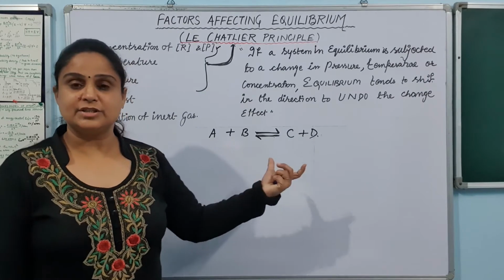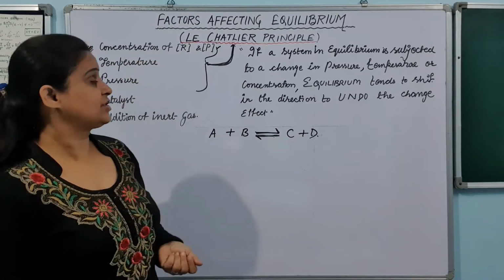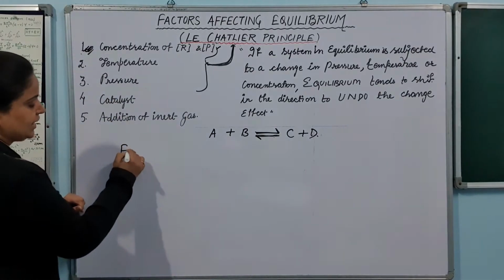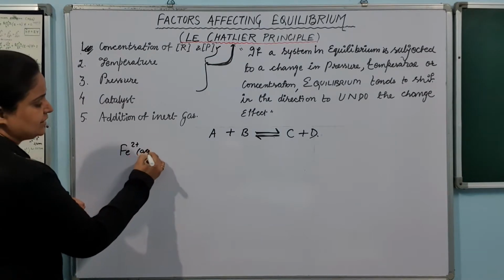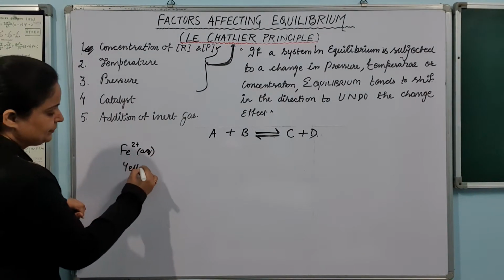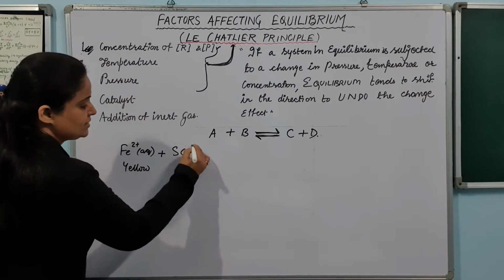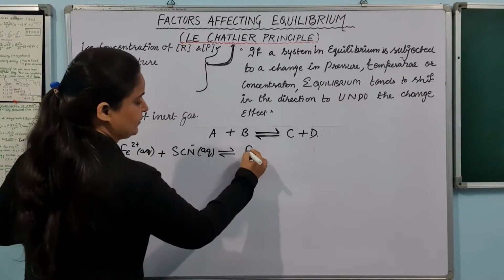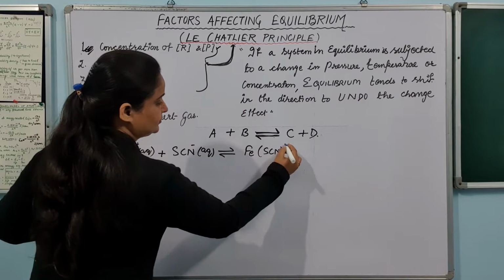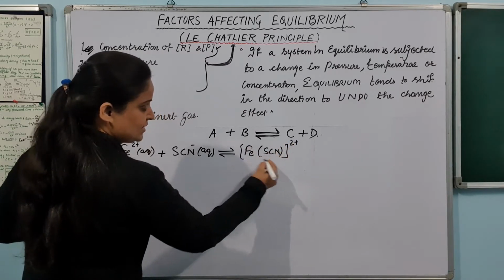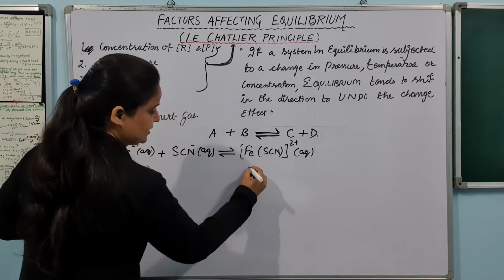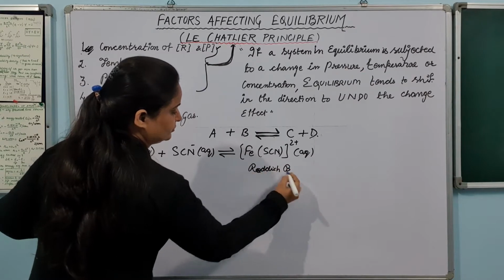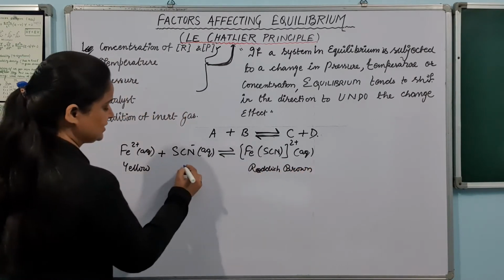We can show this change, the effect of concentration of reactant and product, by using a reaction. I am taking this reaction, and the reaction is Fe plus 3 in the aqueous state, that is, Fe plus ions which are yellow in color, they react with the SCN minus ions in aqueous state to form a product which is a complex compound, FeSCN plus 2. Color of this ion, which is also in aqueous state, is reddish brown. This is colorless.